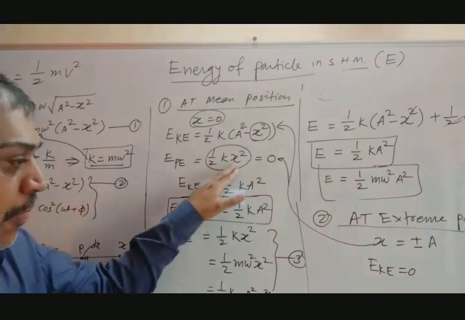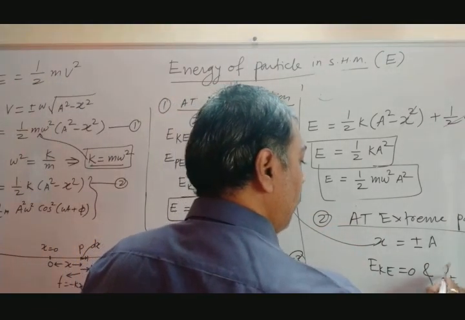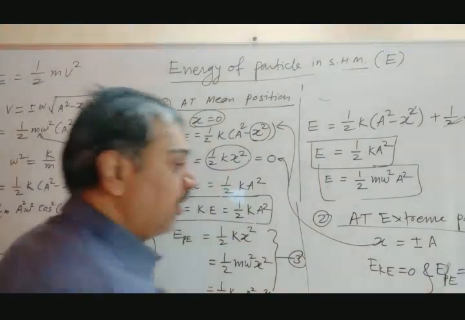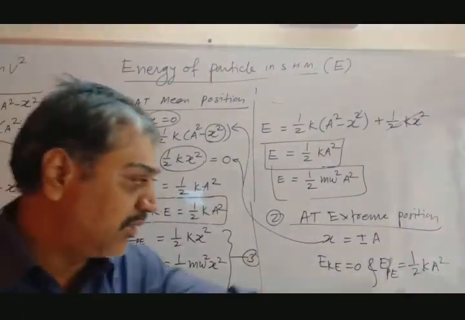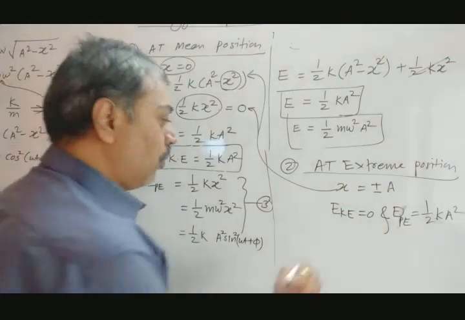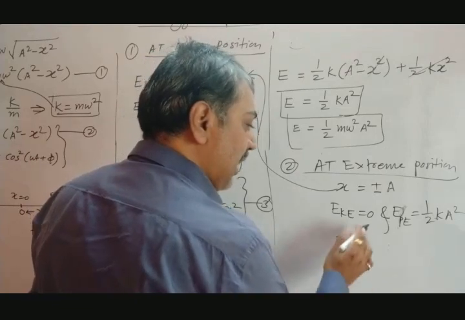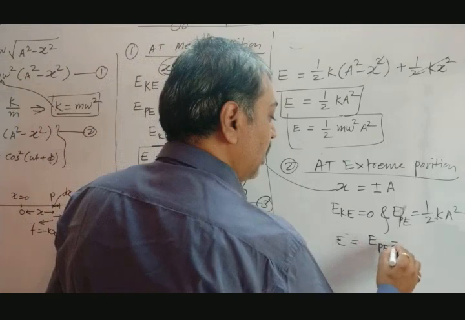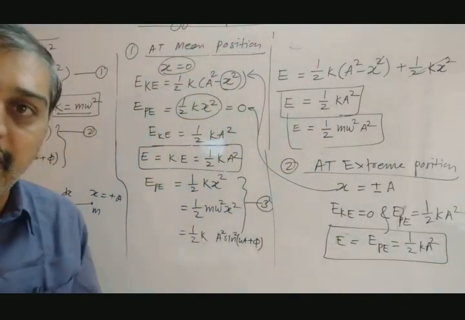Now if you put x equal to plus or minus a in the potential energy, what is the formula? Potential energy equals 1 by 2 K x square, but x equals a, so it is 1 by 2 K a square. Now what is the total energy? We want to find the equation for total energy. Total energy is the sum of kinetic and potential, but here the kinetic energy is 0. So total energy is nothing but the potential energy, equal to 1 by 2 K A square. This would be the total energy of the particle at extreme position.